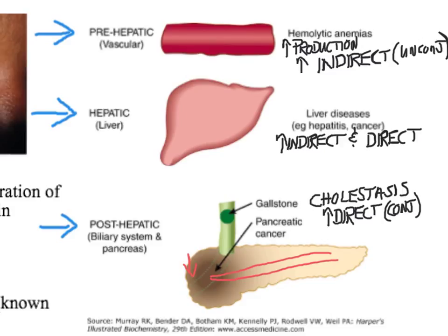Cholestasis results in the backup of conjugated or direct bilirubin into the blood, since conjugated bilirubin in the hepatocytes is not able to be excreted into the blocked canaliculi. It refluxes into the circulation where it can be detected as direct bilirubin.